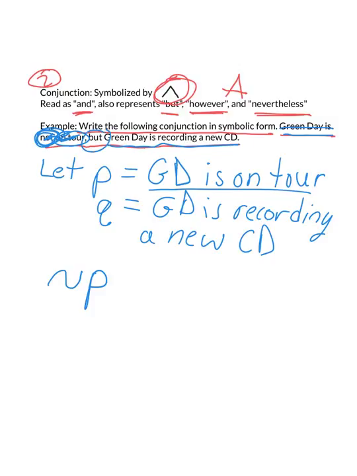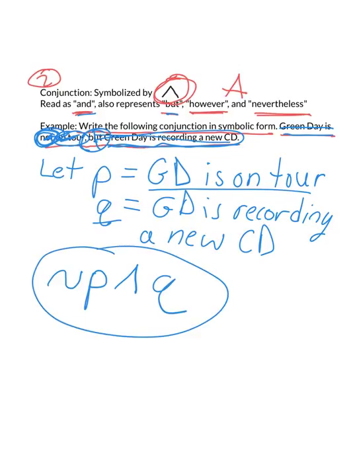Next up, I see the word but. Remember, but is treated like the word and. We use our conjunction up arrow. So that and arrow took care of the word but. Green Day is recording a new CD. Well, that was letter Q. So our final answer is not P and Q is how I'd read that out loud. For Green Day is not on tour, but Green Day is recording a new CD.